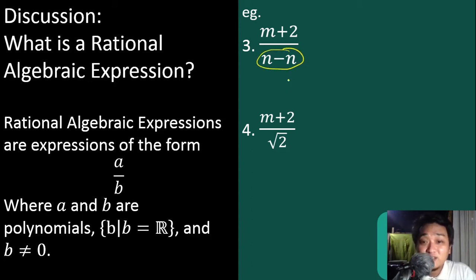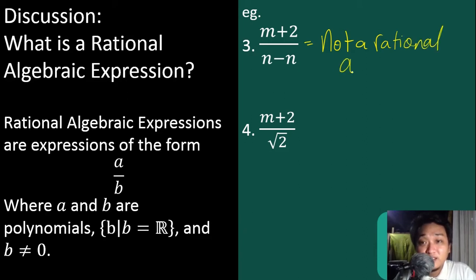So, this n minus n, in the first place, if we evaluate it, the terms cancel, and that is equivalent to 0. It was already 0. There are no other possible values we can put in n that will not make it 0. Every real number we put in n will make it 0. Therefore, this expression, m plus 2 over n minus n, is not a rational algebraic expression.